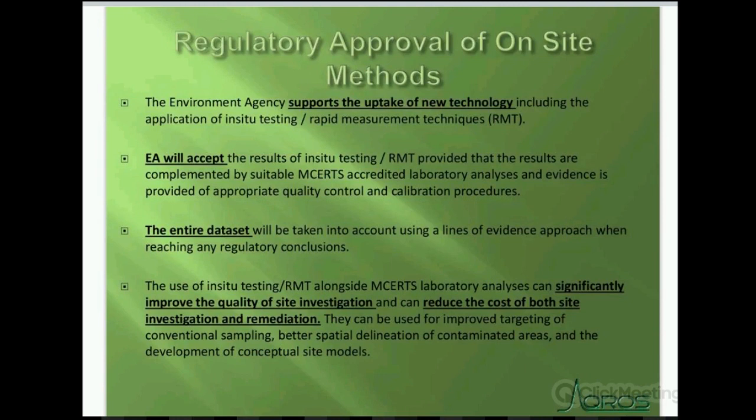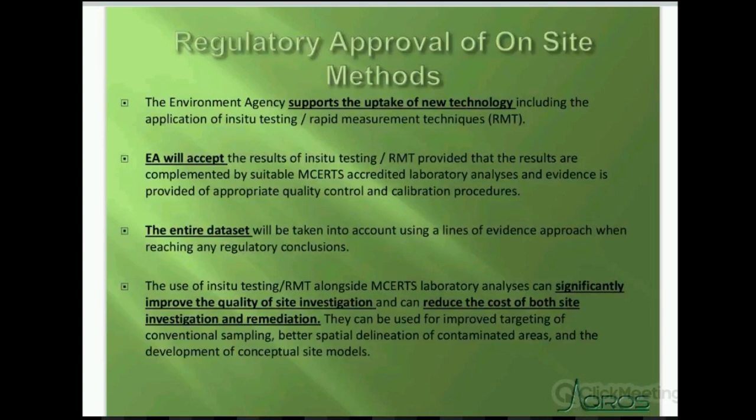But on the Crossrail project in London, over 14,000 samples were analysed by the on-site methods. That's the QED, XRF, and actually one for chlorinated solvents. And the EA were happy with just 66 samples of that 14,000 being sent off for confirmation with the MCERTS lab. And that's basically because the results all came back in agreement.